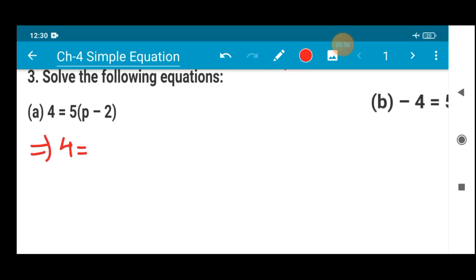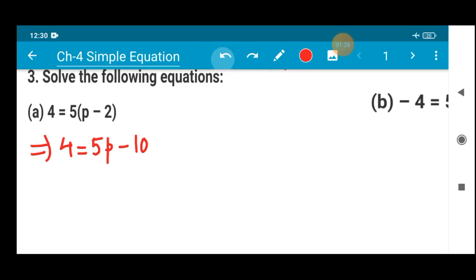4 is equal to, first of all I'll be opening the bracket and solving it. So 5 into p, when you open this bracket you'll be multiplying with the variable and the coefficient, that is 5 into p, isn't it? So it will become 5p. Next, in front of 5 there is a plus sign, so plus 5 into minus 2 is equal to minus 10, because 5 into minus 2 is minus 10, so I have written minus 10 here.